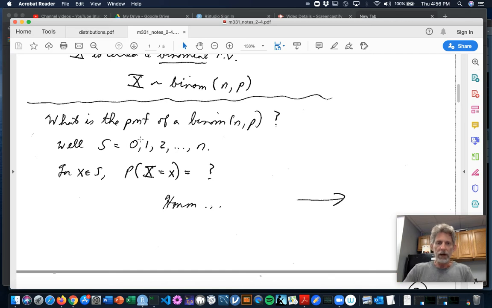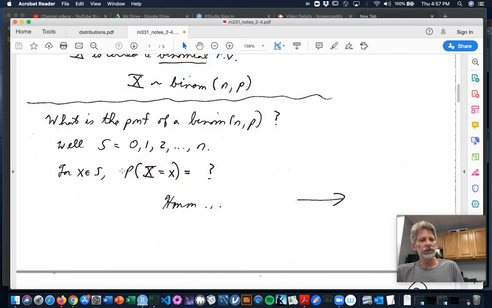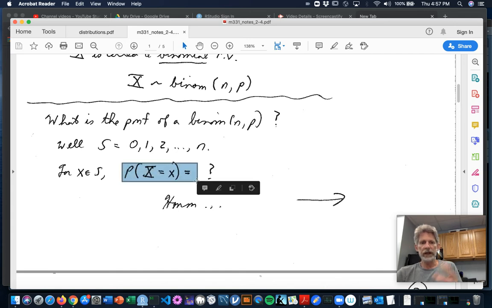Well, we're asking for the probability mass function. So let's think about this. The sample space for the random variable, the set of possible values capital X could have, could be as little as 0 successes and as many as n successes. And what we want to do is, for any x in that set of numbers, find the probability that capital X turns out to be that particular little x.